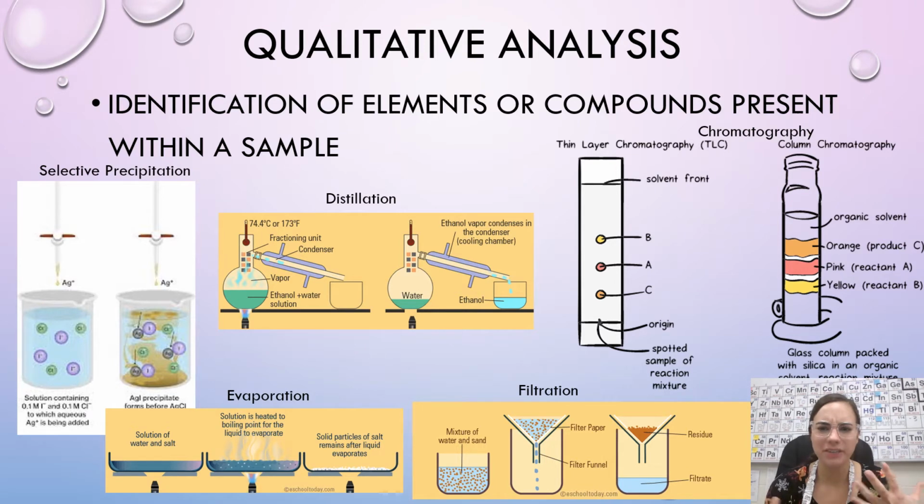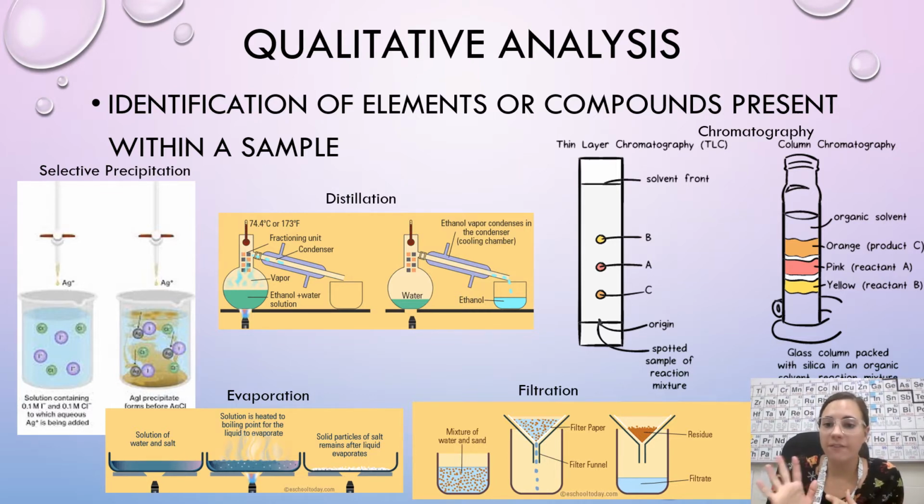So what is qualitative analysis? Pay attention to the word qualitative. We're not doing any type of numbers or measurements here, okay? So it's just identifying elements or compounds that are present within a sample. So we've got something like a mixture, whether it be homogeneous or heterogeneous, and we're trying to separate out the different components.